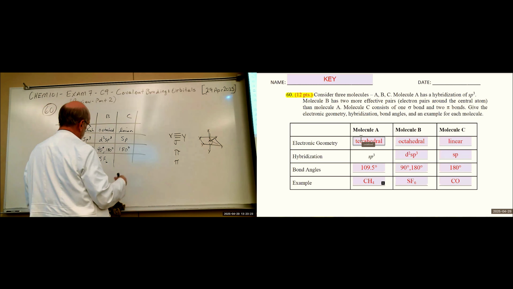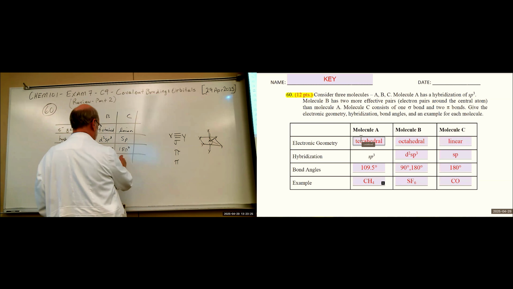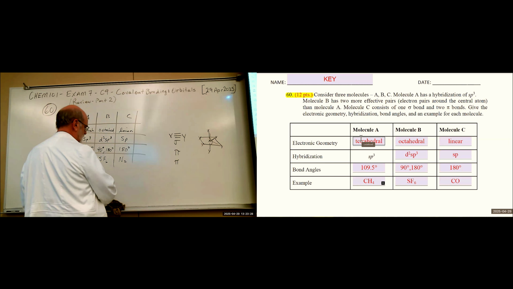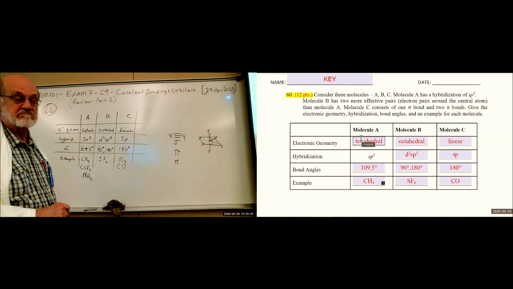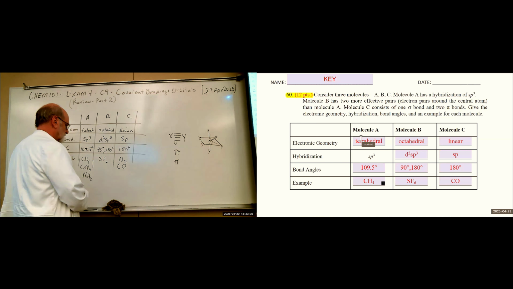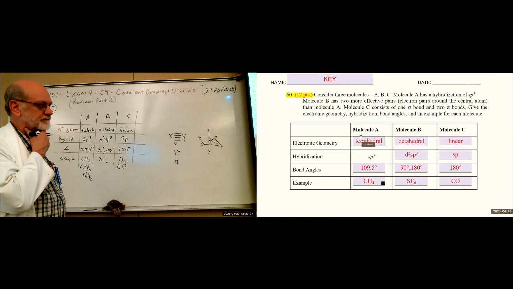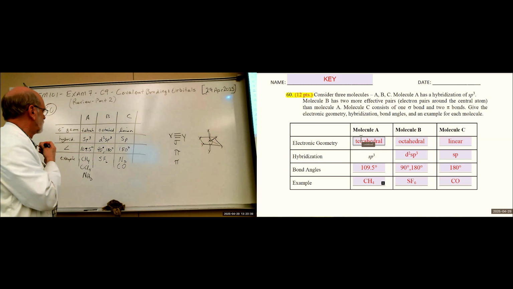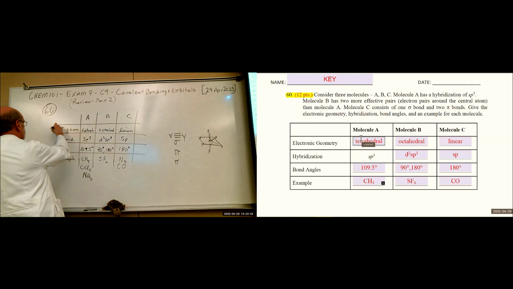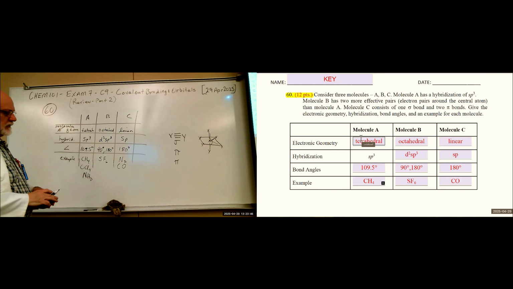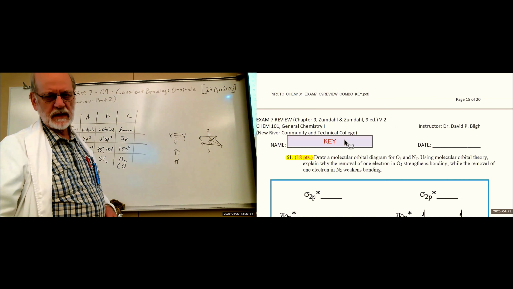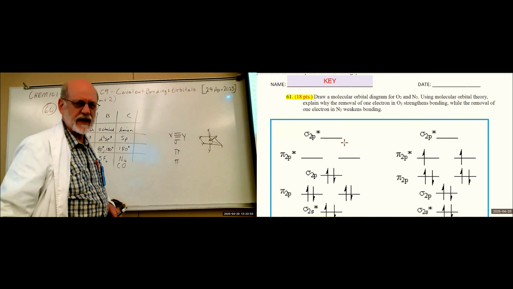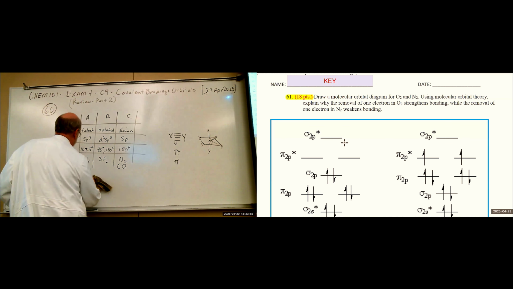And this one, linear, well, it could be anything. It could be dinitrogen, or it could be carbon monoxide. That would work. Both of those have triple bonds. If we substitute molecular here. Okay. Let's see. And I think this is the last one.